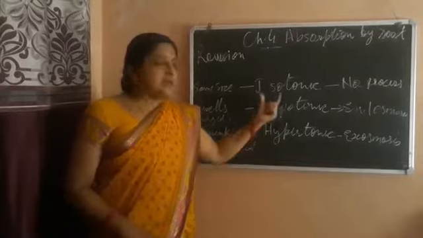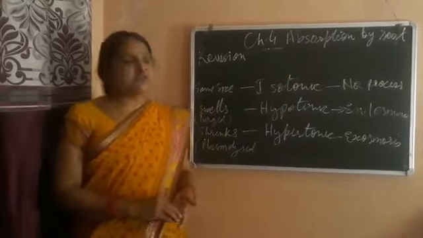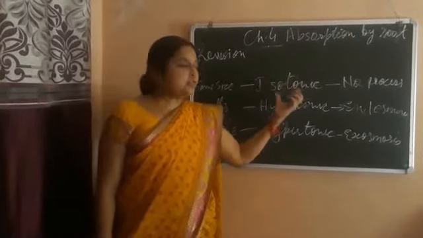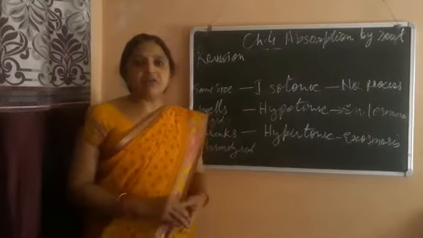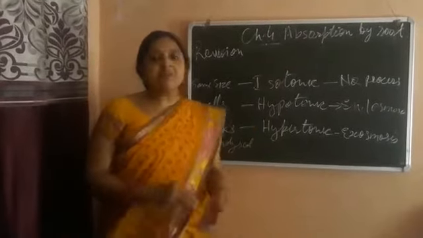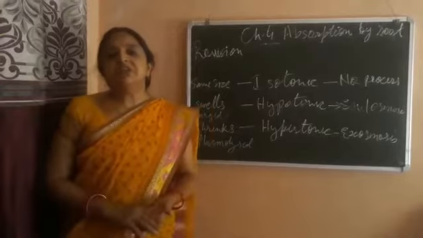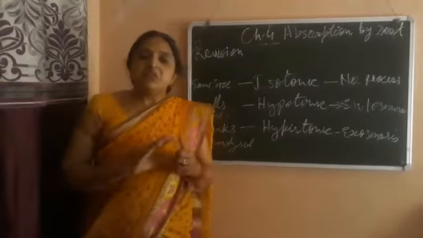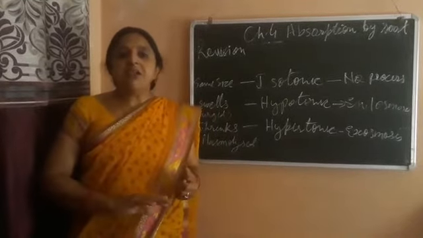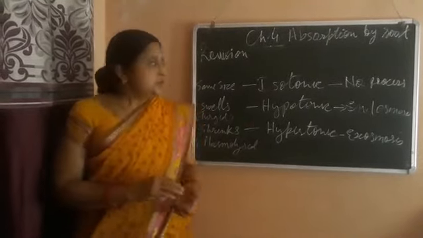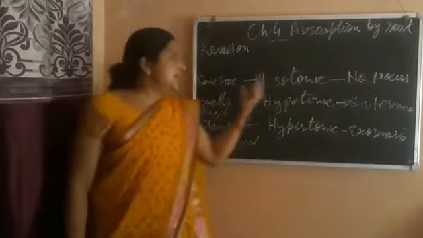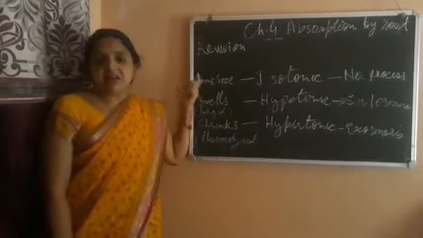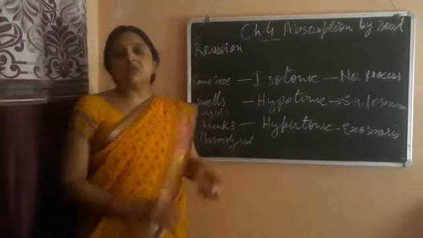Now there are three types of solution that you have to study. It is isotonic solution, hypotonic solution and hypertonic solution. Isotonic solution means there is no concentration gradient inside the cell and outside the cell. Means the concentration of water is equal outside and inside the cell. So no process occurs and no difference occurs in the size of the cell.